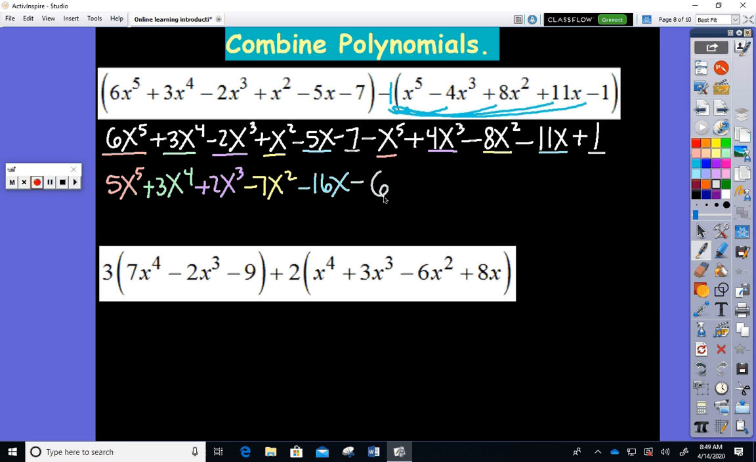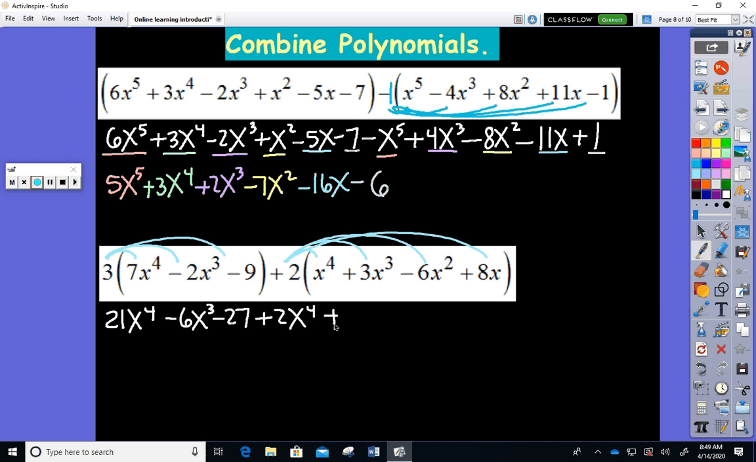So on the next one, we're going to start out and say, well, I can't just drop parentheses. I have to distribute, right? So you're going to have to do this on both of them. All right, well, no biggie squiggy. You're going to be fine doing that. So let's see here. I've got 21 x to the 4th. 3 times negative 2 is negative 6 x cubed. 3 times negative 9 is negative 27. 2 times x to the 4th. 2 times 3. 2 times negative 6. 2 times 8. And my distribution's done.